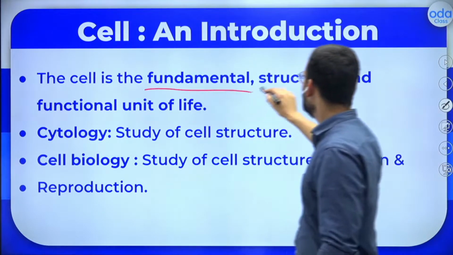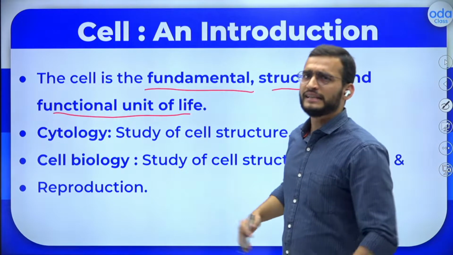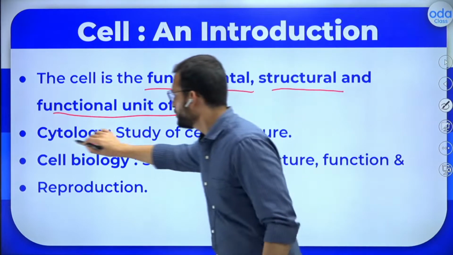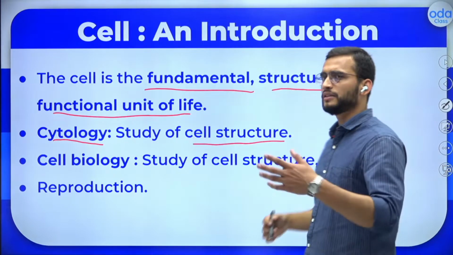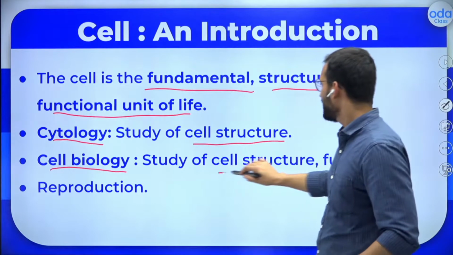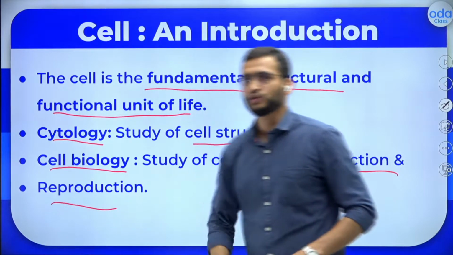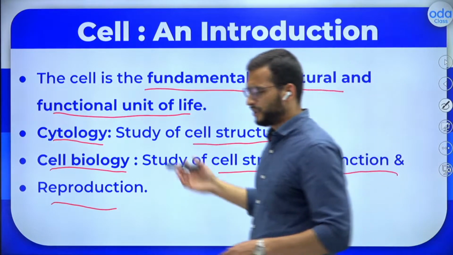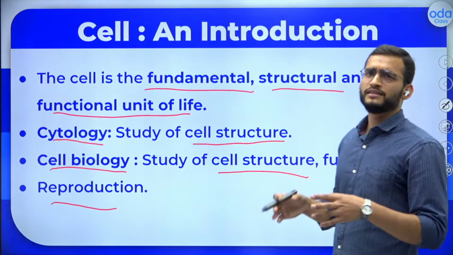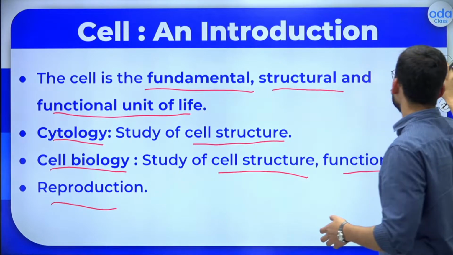So cell is the fundamental, structural, and functional unit of life. The basic definition that you have, that means all the living organisms are made up of cells. So what is cytology basically? The study of cell structure is referred to as cytology. While cell biology deals with the cell structure as well as its function and reproduction. So cell biology and cytology are basic terms that you have. Cytology is the study of cell structure, while cell biology also includes the study of function and reproduction as well.